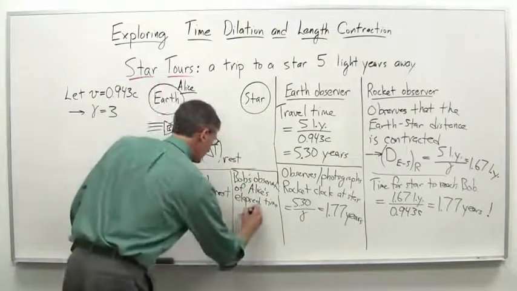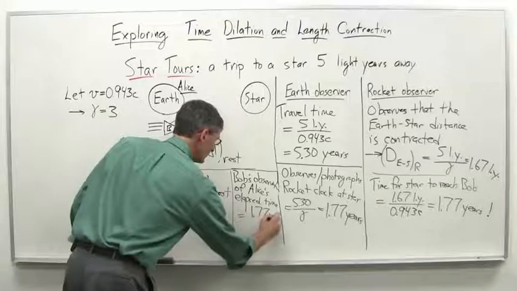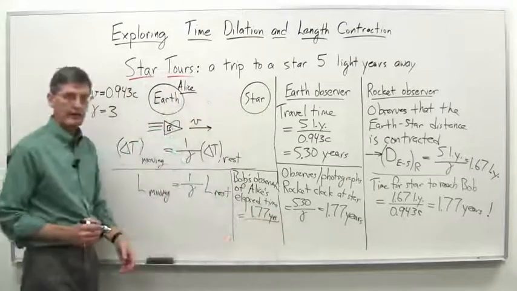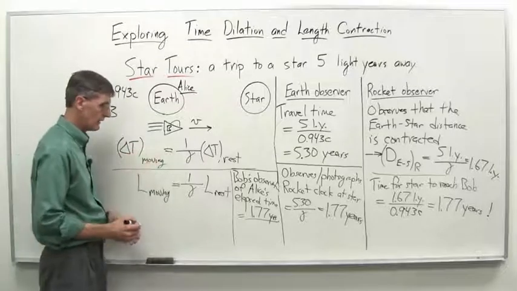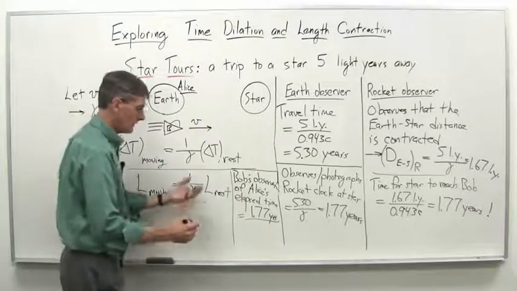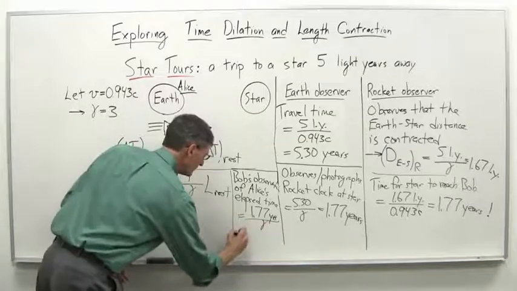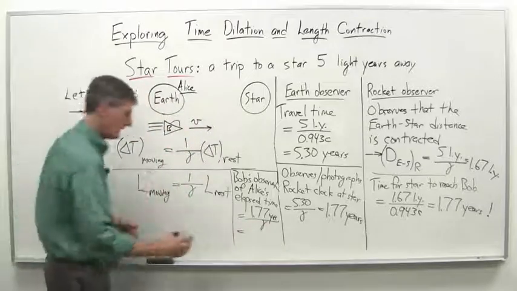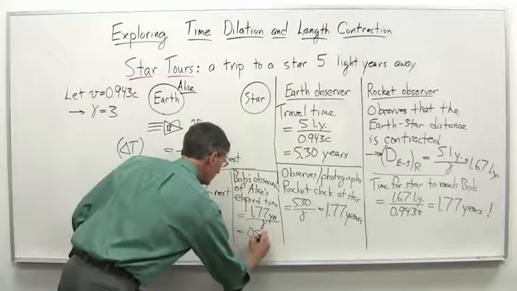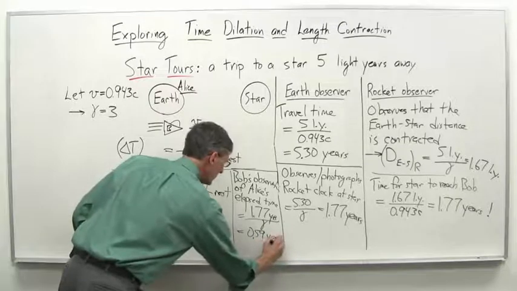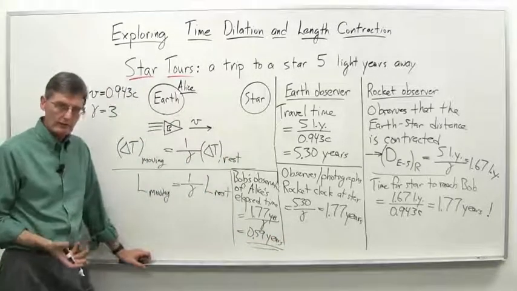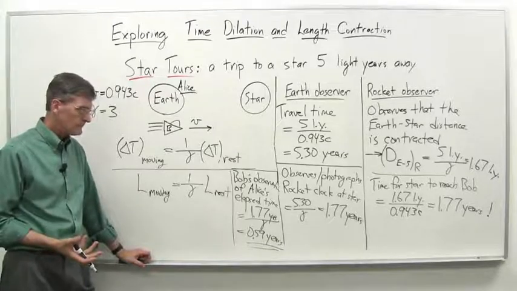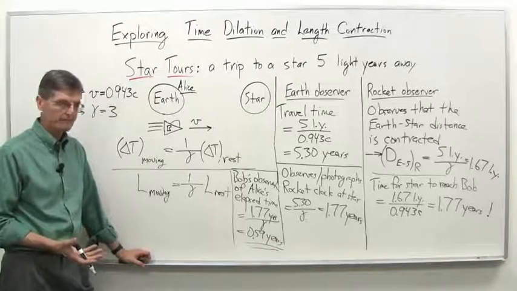So it's 1.77 years divided by the gamma factor. It's always 1 over gamma here in this case, when we're going in that direction. So that's divided by gamma, which is 3. And the answer you get if you do that is, I think, 0.59 years. And now you really go, huh? Right? How can this make sense?